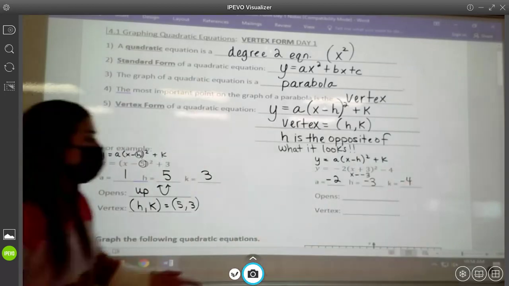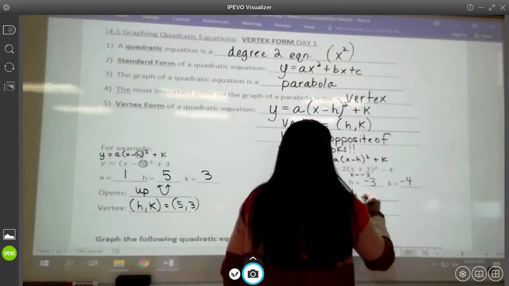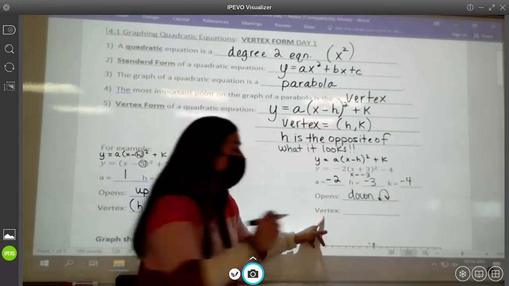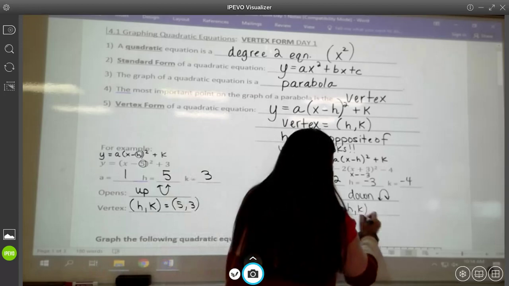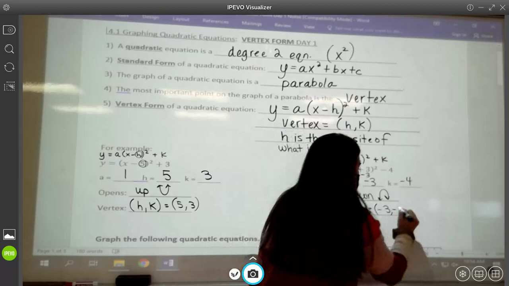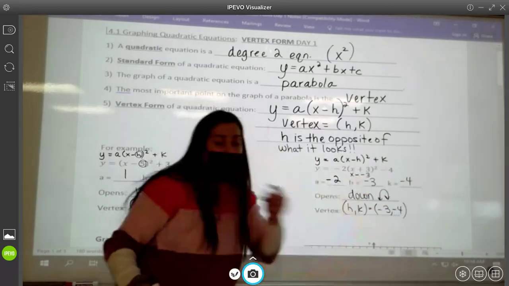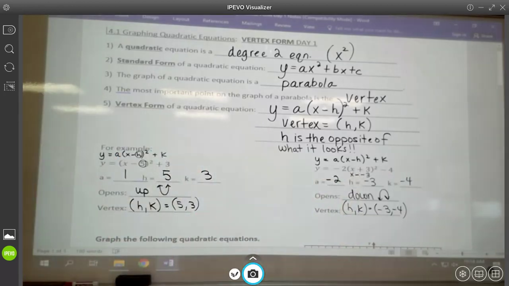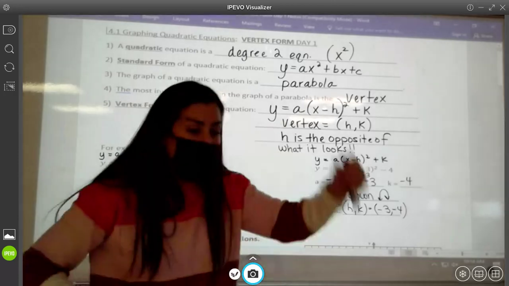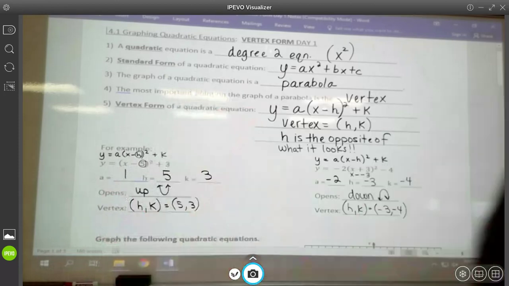All right, this parabola is going to open down because the number in front was negative. And then the vertex is always the point (h, k). So in this problem, it would be (-3, -4). The x-coordinate is the opposite of this number, and then the y-coordinate is that number exactly the way it's written. Okay? All right, let's try a couple examples and look how fast these parabolas come together when the vertex is right there for us to take.